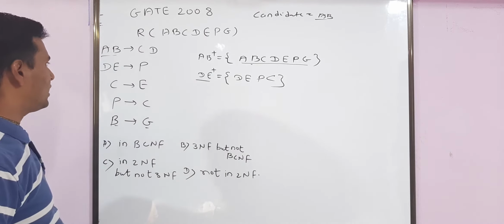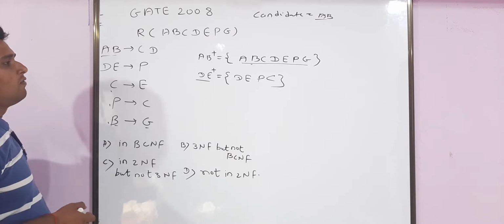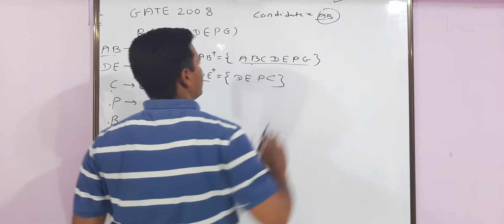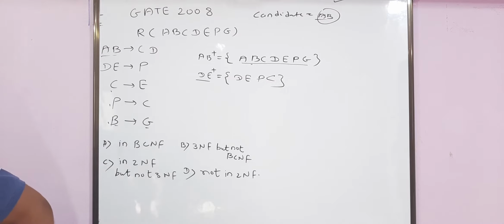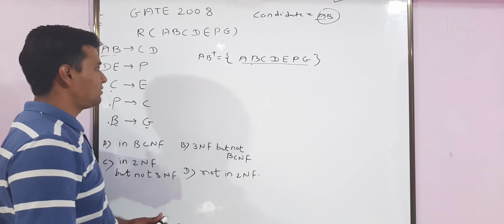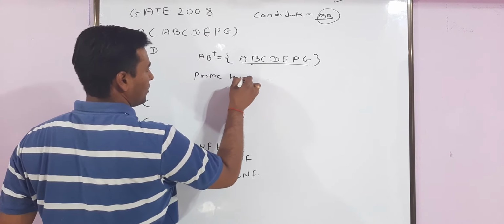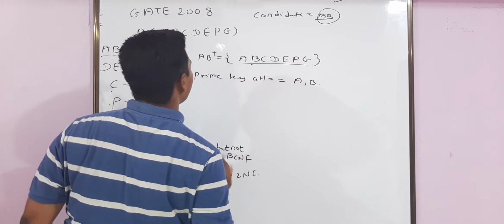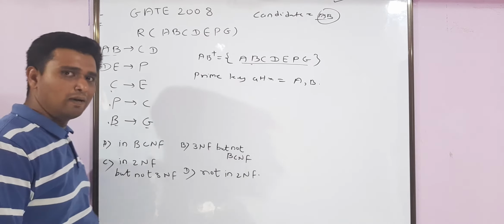Now we will start with C. If we start with C, P, B, still in this case we will not get it. So the key is only one, that is, the primary key is AB. Now when we understand that AB is a candidate key or a primary key, we can understand that the prime key attributes are A, B.